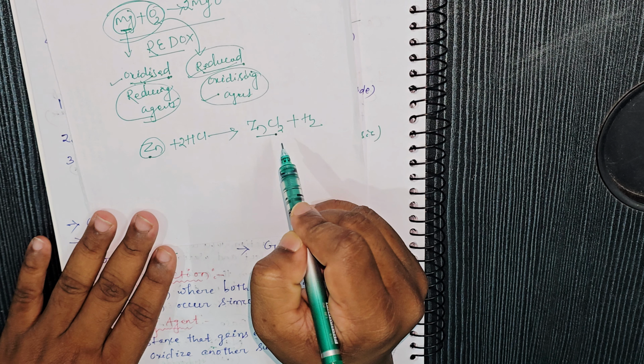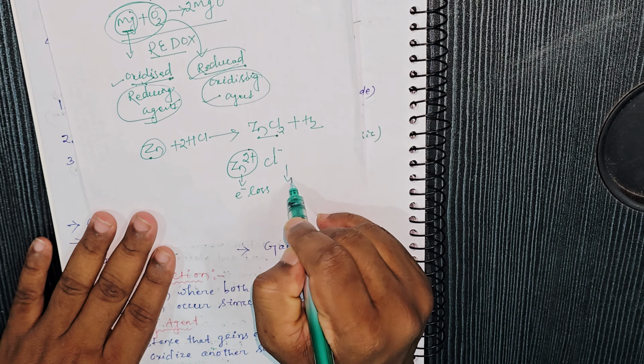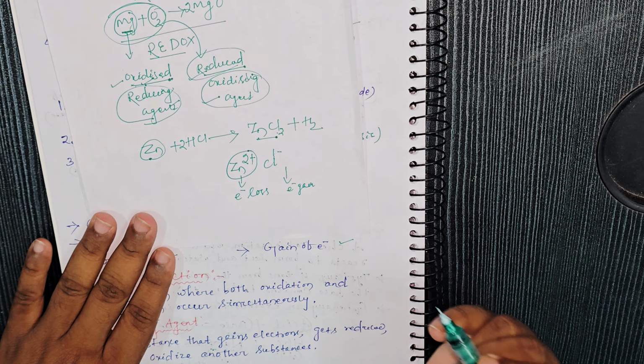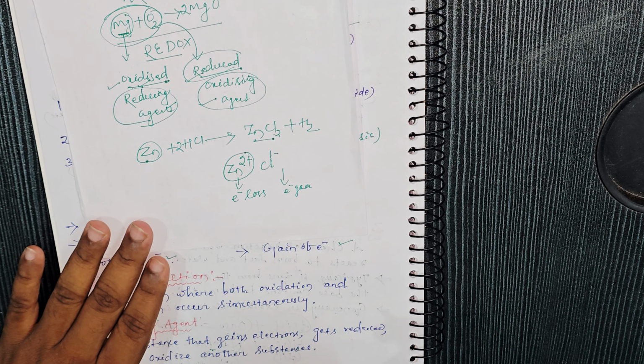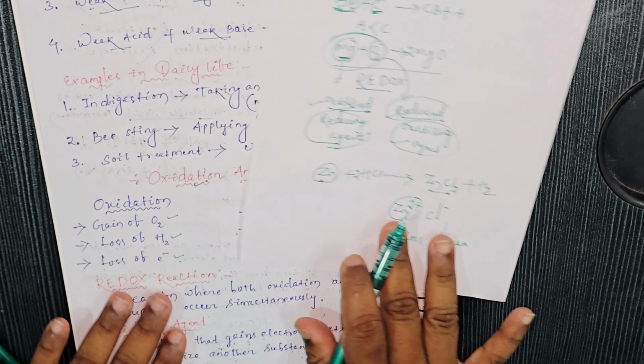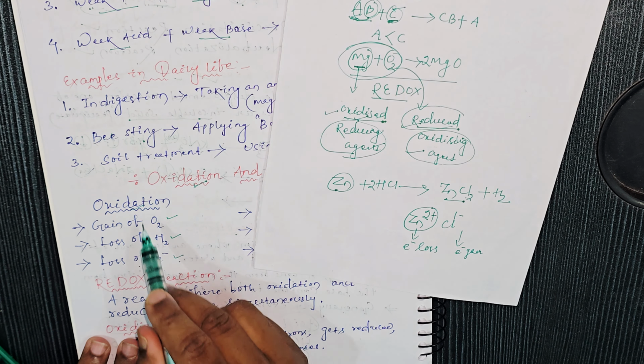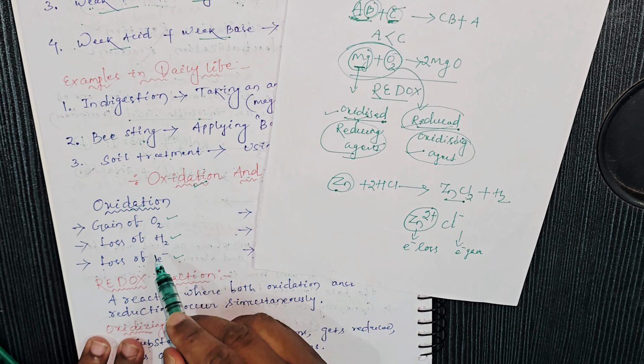So zinc and chlorine, the formula must be prepared by valency. So zinc valency +2, chlorine valency -1. If I am talking about zinc +2, that means electron must be lost, minus means electron must be gained. I hope this is clear. If you talk about electron is lost, that is called oxidation. If you talk about electron is gained, that is called reduction.